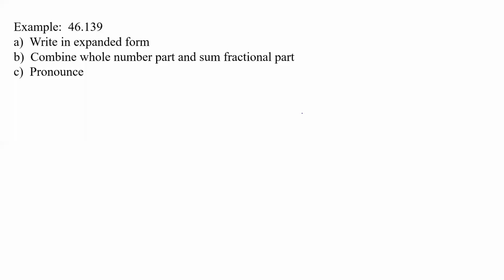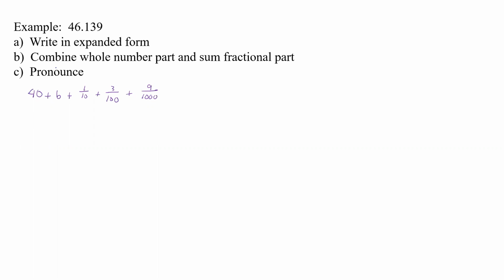Now let's look at an example here. So we want to write this in an expanded form. So in expanded form, we would have 46, so that's going to be 4 tens, so that's going to be 40, plus 6 is in the 1s, so that's going to be 6, plus, now we have 1 in the 10th position, so that's going to be 1 over 10, plus, now 3 is in the 100th position, so that's 3 over 100, and then plus, now we have 9 in the 1000th position, so that's 9 over 1000. So that's going to be our expanded form.